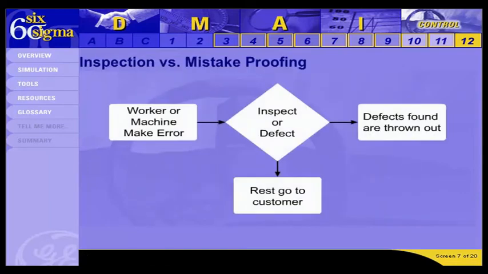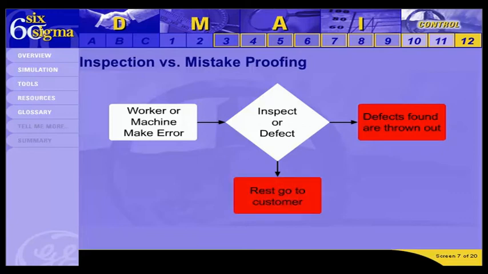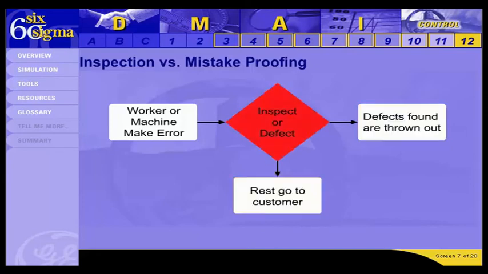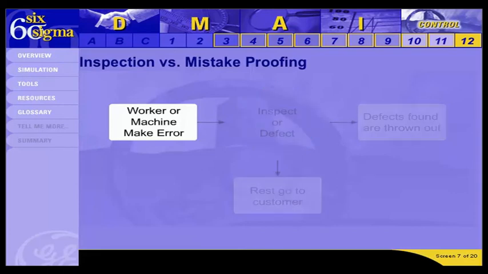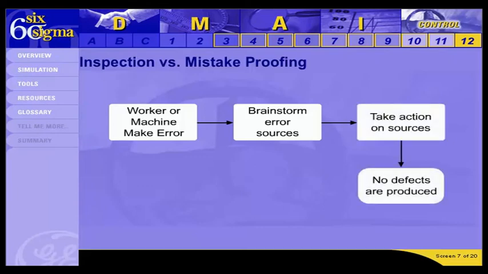The traditional approach to controlling a process was inspection. The problem with inspection is it allowed errors to continue, caused wasted time and money, as well as customer dissatisfaction due to defects, and relied on the abilities of the inspector to catch the defects. The mistake-proofing process instead takes action on the original cause of errors, by brainstorming sources of errors using tools such as the fishbone chart, taking actions on the errors, and thus preventing defects from occurring. It is this attention to process improvement that will take us to Six Sigma performance.